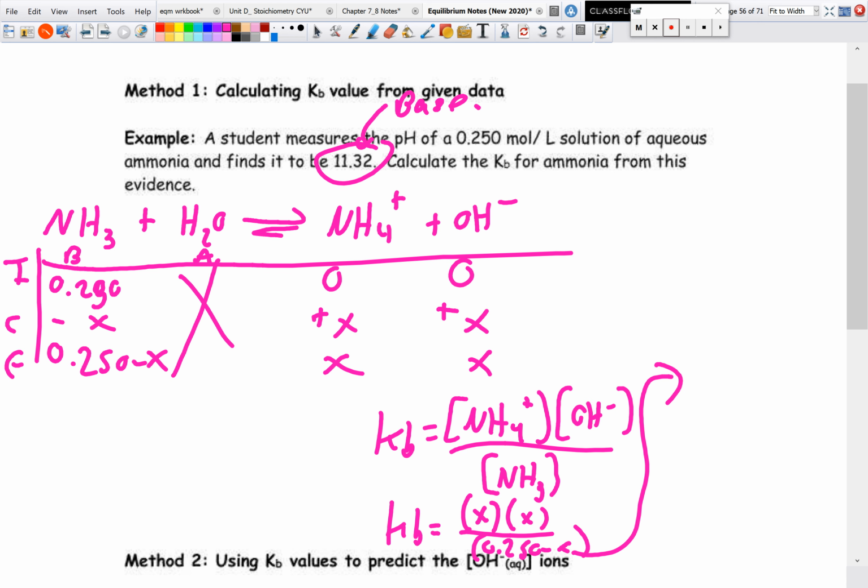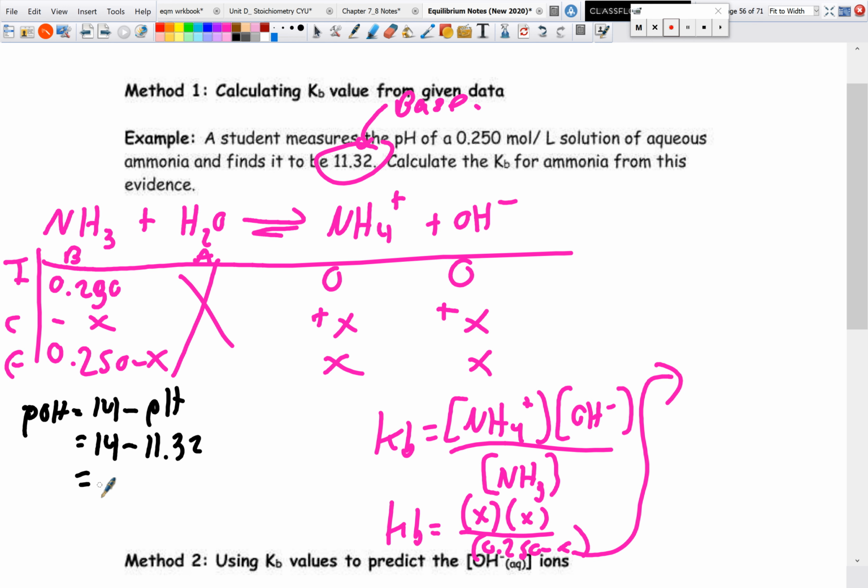Now we do just have to be careful a little bit here. Remember, you can either get the pOH and then solve, which works as well, so if you want to do that, why not? Or you can get the concentration of hydronium and then find hydroxide using Kw. Either one's fine. So if you want to go pOH is equal to 14 minus pH, you can do that.